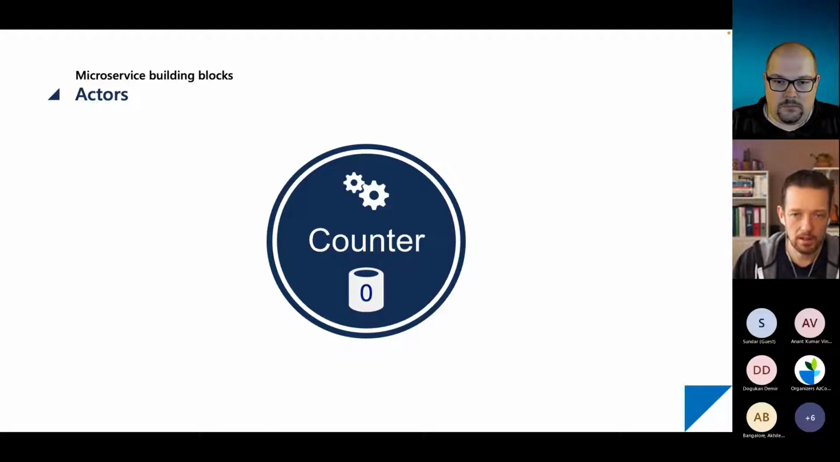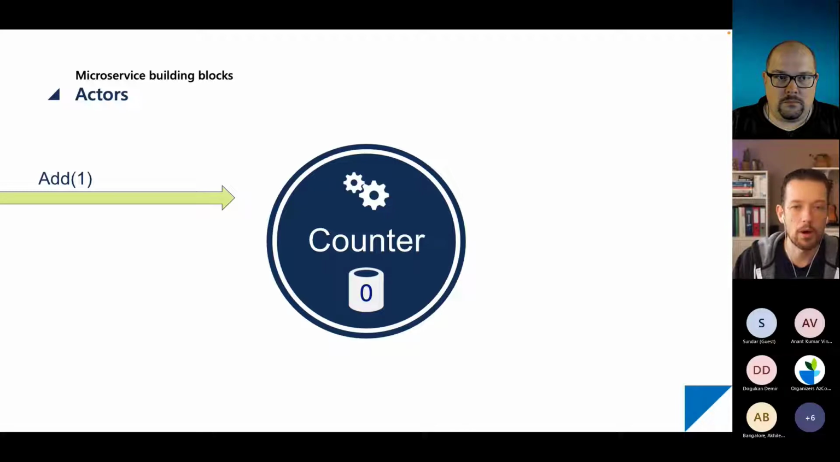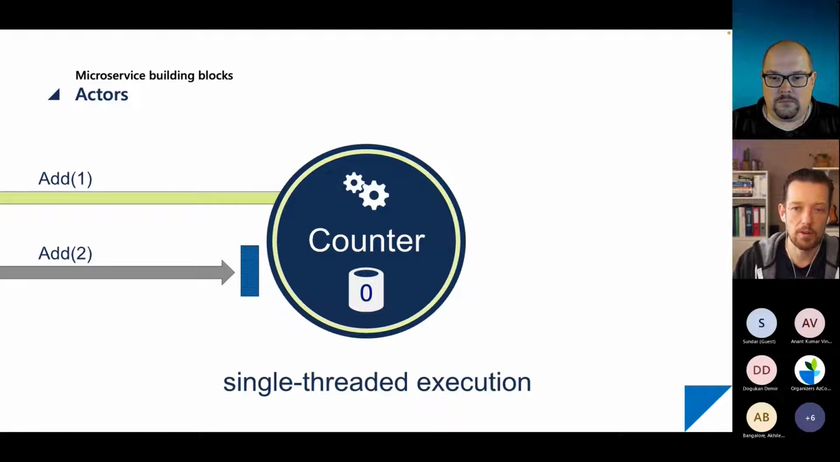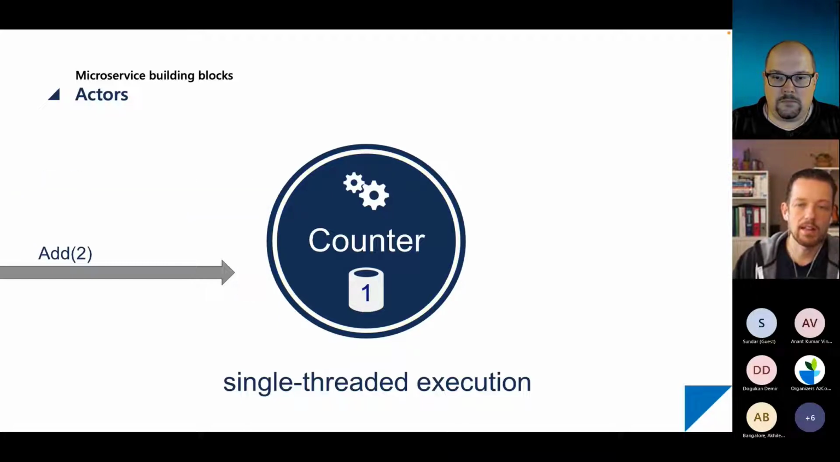So let's look at this example of a counter actor that simply keeps track of a counter value. And let's assume that there's a message sent to the actor to increase the counter value by 1. So the actor will start executing that operation. But while it's busy doing that, a second message comes in to increase the counter value by 2. However, because of the turn-based model, this second message will be blocked until the first operation is completed. So once that first operation has completed and the counter has been set to 1, only then will the second message be handled, and then the count will be set to 3.